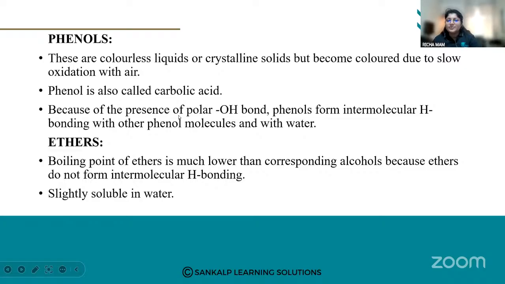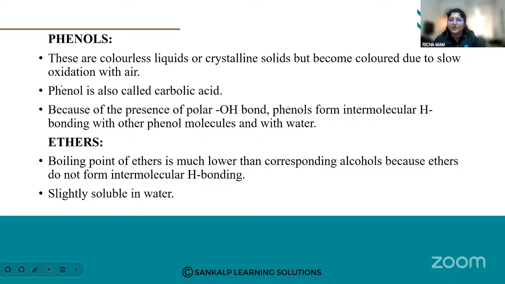Because of the presence of the polar OH bond, phenols form intermolecular hydrogen bonding with other phenol molecules and with water. As there is an OH group present on the phenols, what type of bonding do they form?